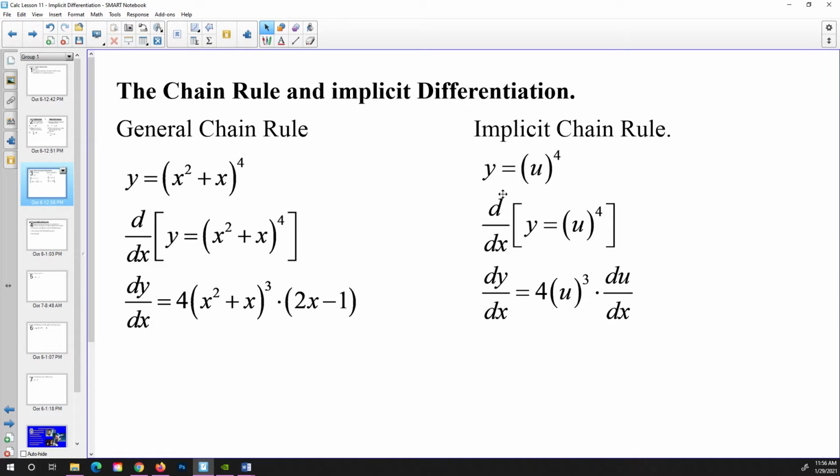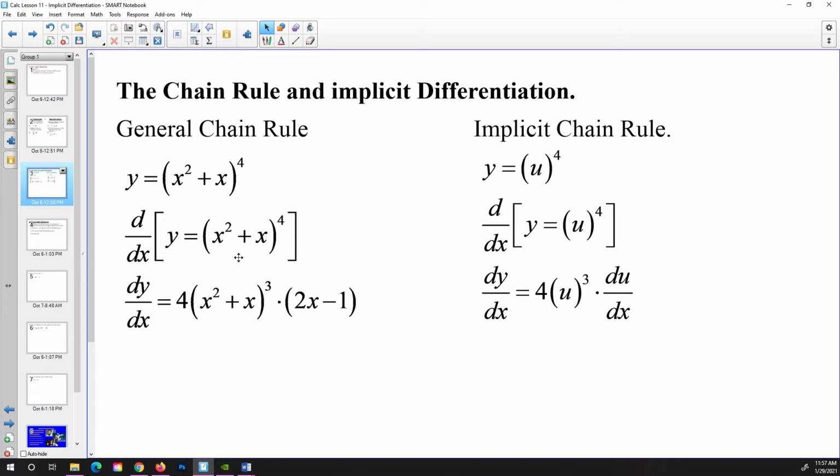Notice in this case, we still have something to the fourth power. Now, I don't know what that something is, but I can think of this u the same way I think of this x squared plus x. It is some function that is defined by whatever variable we're going to derive with respect to. In this case, we're deriving with respect to x. Since these two variables are not the same, we have to do an implicit differentiation.